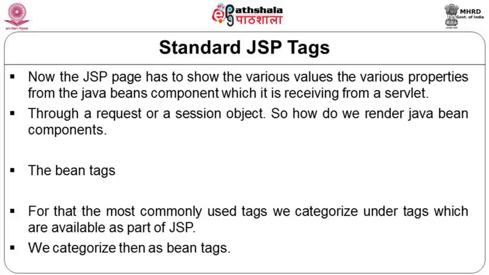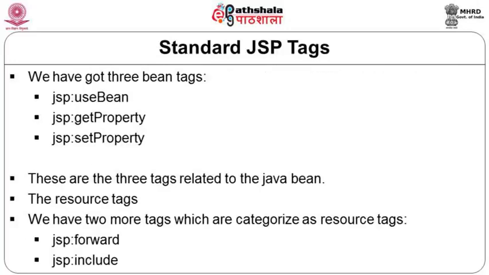So, if we have any such Java Beans components which have been created and are being shared, how do we render them? For that, the most commonly used tags, which are available as part of JSP all the time, we categorize as bean tags. We have 3 such bean tags: useBean, getProperty and setProperty. These are the 3 tags which are related to the Java Bean.